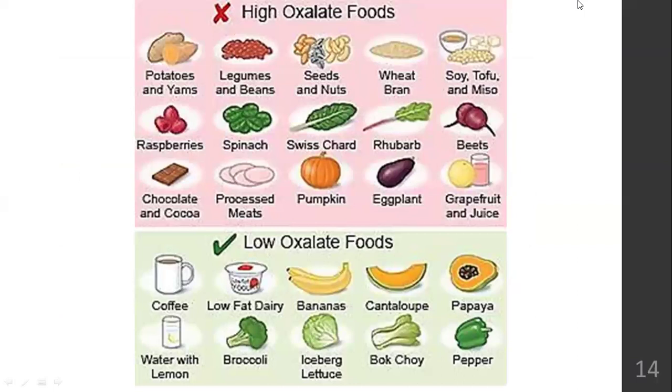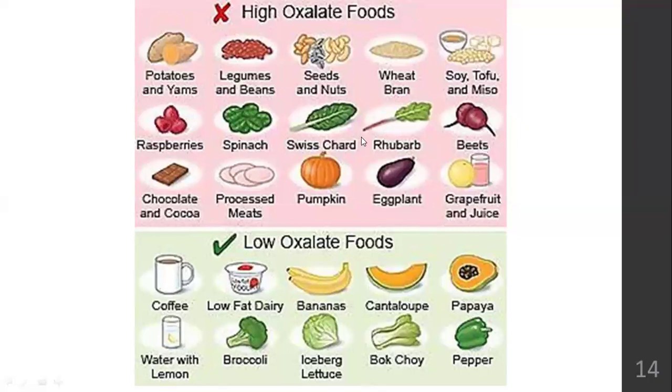So if you suffer from oxalate stones, these are the high oxalate foods that you have to avoid. If you're diagnosed with oxalate stones, potatoes, sweet potatoes, yams, suran, what we call, has to be avoided. Legumes and beans will be avoided. Seeds, nuts, wheat should be avoided. All soy-based products will be avoided. Berries, cranberries, raspberries, strawberries, blueberries, all forms of berries that are rich in oxalate will be avoided.